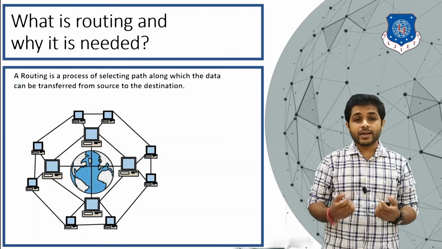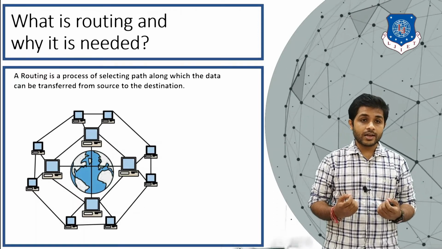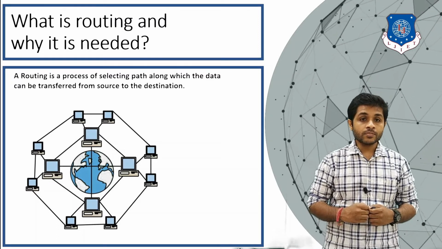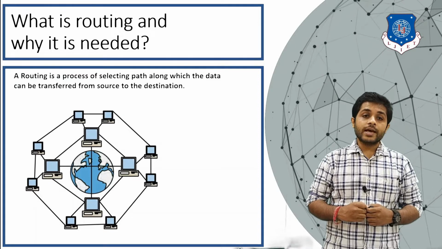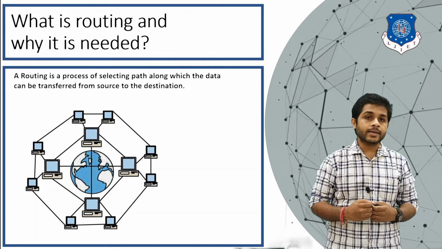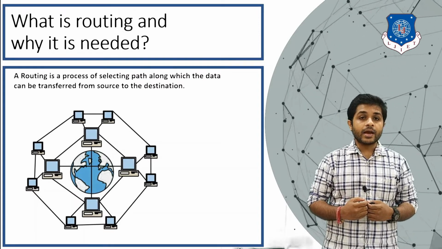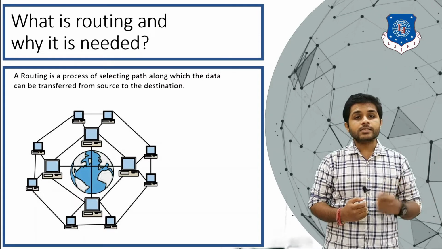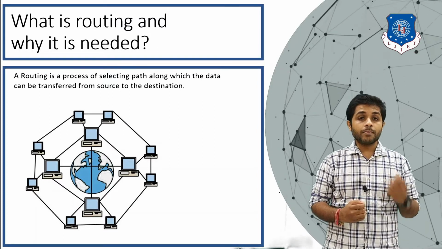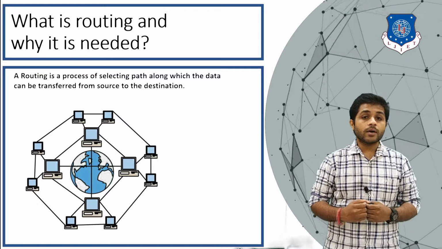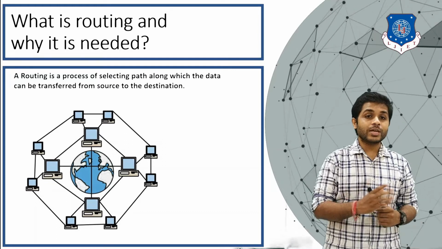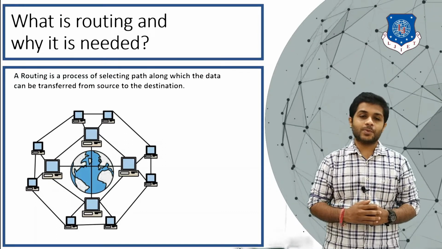In fact, there are special devices to perform this job, which are called routers. All routers have a routing table, and whenever a router receives a packet, it analyzes the packet and then checks its routing table. After that, the router selects the best path among all the available paths so that the data can reach from source to destination as quickly as possible.